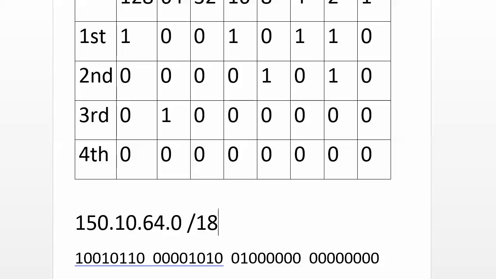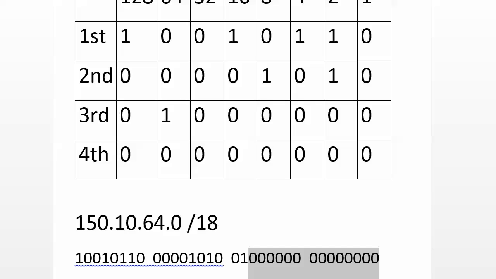So how many host bits do I have? I have 14 host bits. There are the 14 here at the end. See where I got that from? Those are our 14 host bits, because the first 18 bits are our subnet. That's our subnet mask. So the question is, first off, what would this address be if this was all zeros?